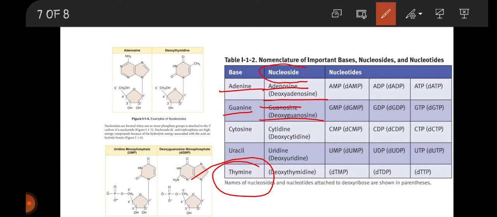Nucleoside is phosphorylated, becomes nucleotide, right? That's what we talked about in the second or third slide, maybe. Okay, so you can see that when one phosphate is added to the adenosine, it becomes adenosine monophosphate. When two phosphates are added to the adenosine, it becomes adenosine diphosphate, and when three phosphates are added to the adenosine, it becomes adenosine triphosphate, and all these things go the same way.